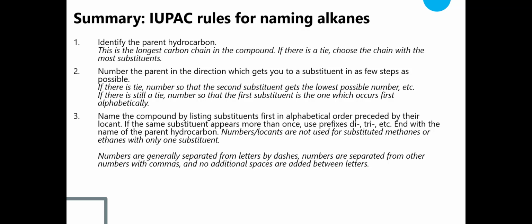Notice that we do not use numbers or locants for any kind of a substituted methane or for ethanes with only one substituent. So, for example, instead of using 1-iodomethane, we would always just call the compound iodomethane. And the same would be true for 1-iodoethane. It would be simply iodoethane. We would need to use numbers if there were two or more substituents on an ethane. The grammar rules are to separate numbers and letters with dashes, and we separate numbers from each other by using commas. And we make sure not to add any additional spaces between letters.